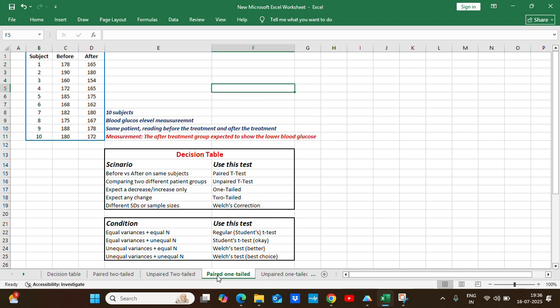One-tail, you already understand what the pairing is. Now with one-tail, what we are interested in is that the after-treatment group is expected to show lower blood glucose. So we are only interested in showing whether the after group is showing a reduction or not. So we expect a decrease or increase only, so it is one-tailed. In this case, with this hypothesis we will apply the paired one-tail. Paired because it is done on the same set of subjects.